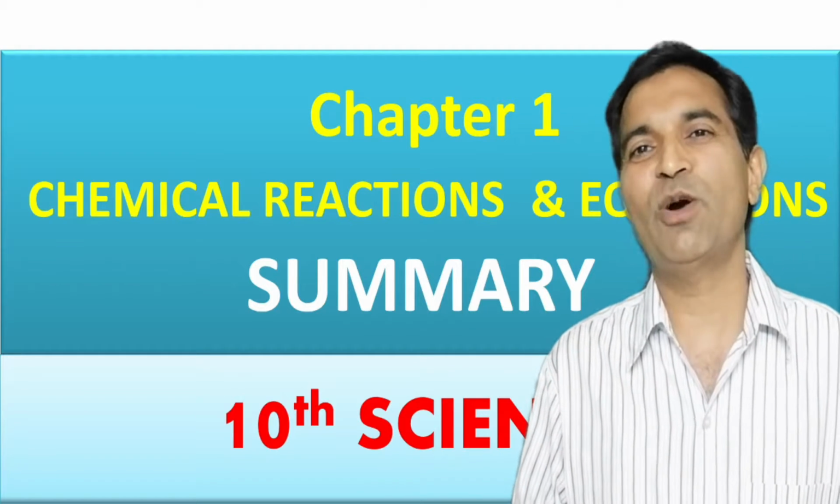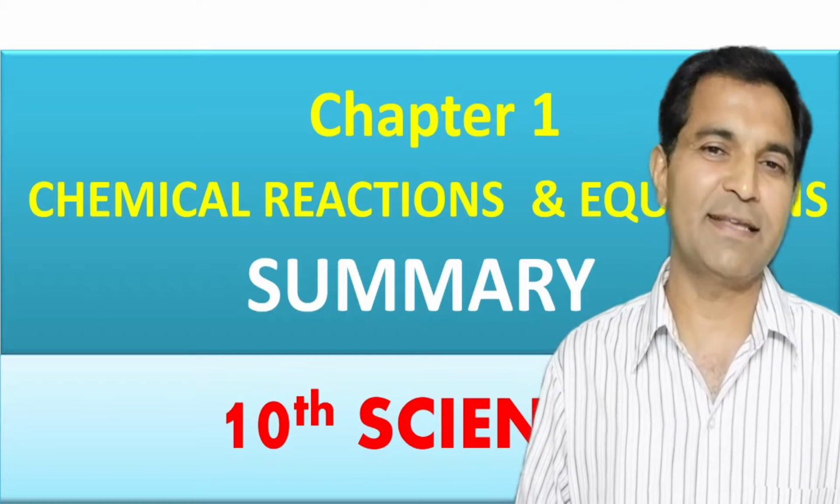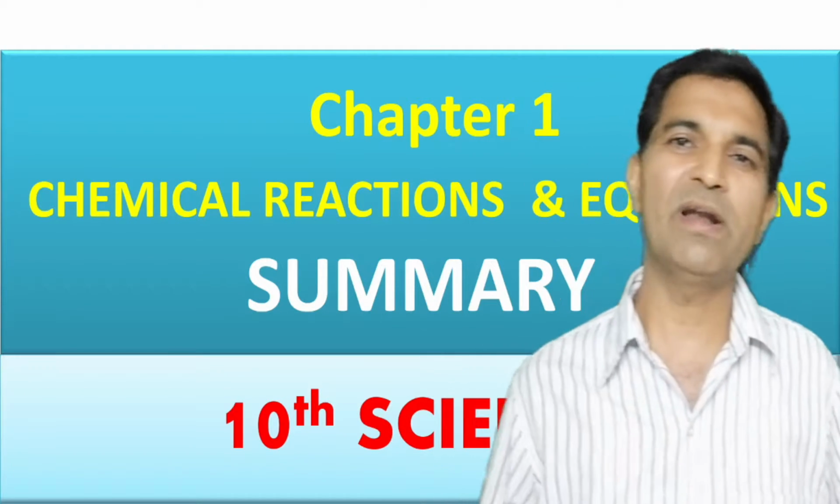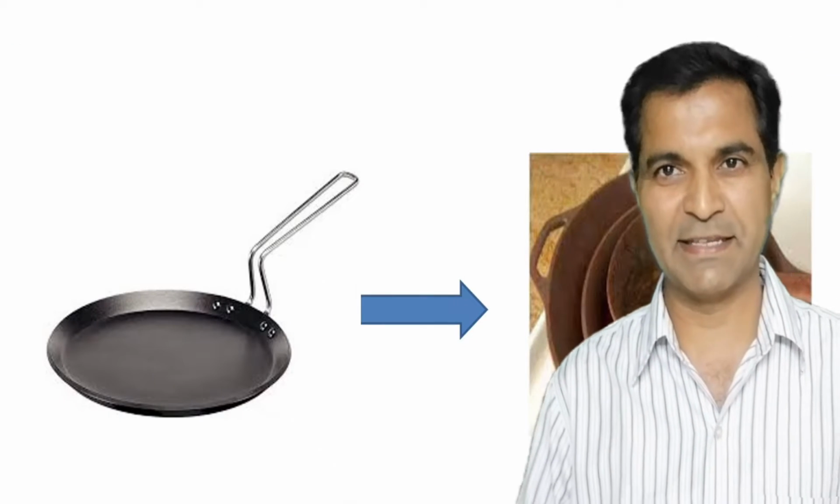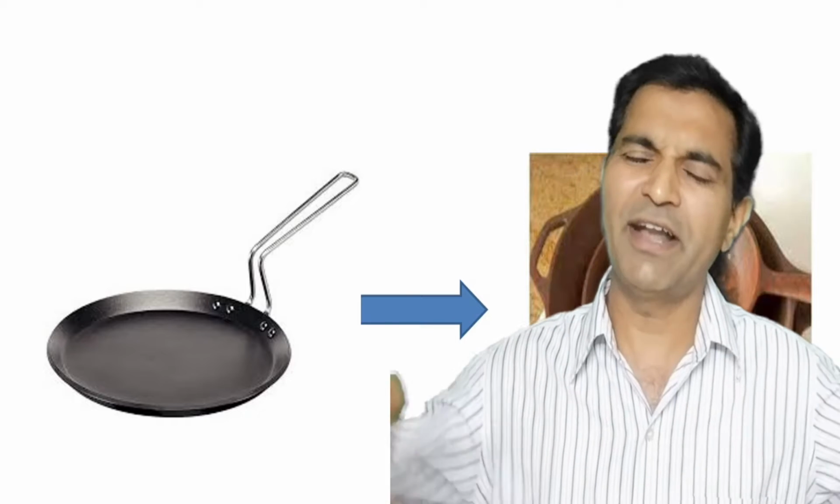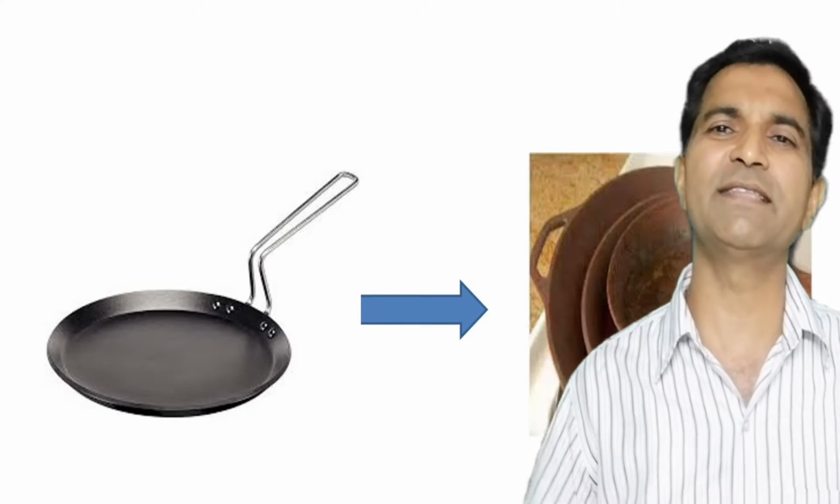This is the summary of chapter number 1, Class 10 Science, Chemical Reactions and Equations. We have already learned about different topics, ranging from how to write chemical reactions to how to balance them. Now we'll try to summarize these items.